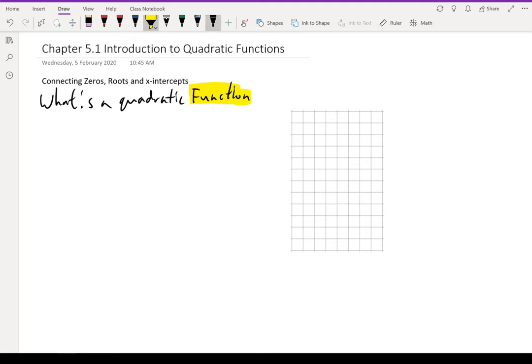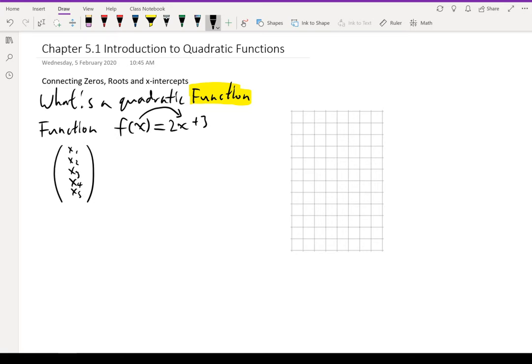First of all, I want to highlight the meaning of function. You should have learned last year in grade 10 that a function is written as f of x equals some expression in x, for example, 2x plus 3. And each x connects to a y. You may have seen the diagram where you have values of x: x1, x2, x3, x4, x5, and so on.